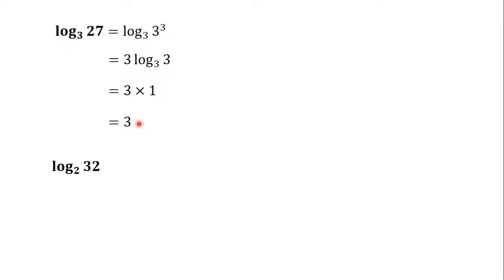Let's consider the second one also. We have log 32 to the base 2. We can express 32 in index form, and when we do that, you have 2 exponent 5. So we have log 2 exponent 5 to the base 2. From the law that we just studied, this can be written as 5 log 2 to the base 2. We know that log 2 to the base 2 is 1 because the logarithm of any number to the same base is 1. So you have 5 times 1, and 5 times 1 is 5.